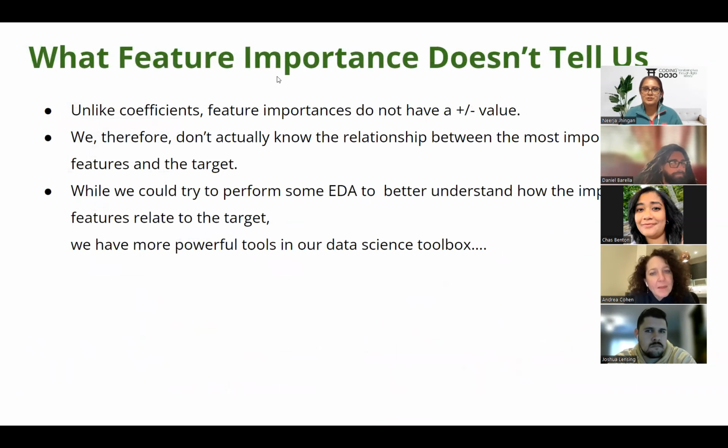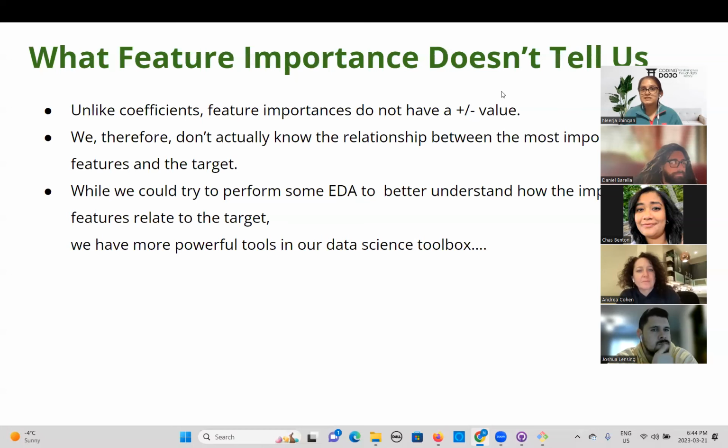Okay, so what does feature importance not tell you? What is the disadvantage of feature importance? The disadvantage is that it does not tell us the positive and negative relationship, because in the bar graph it is only showing you the positive values, the top ones. In the coefficients, you will come to know the positive and negative.